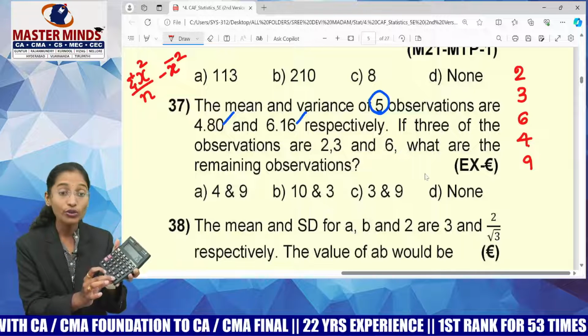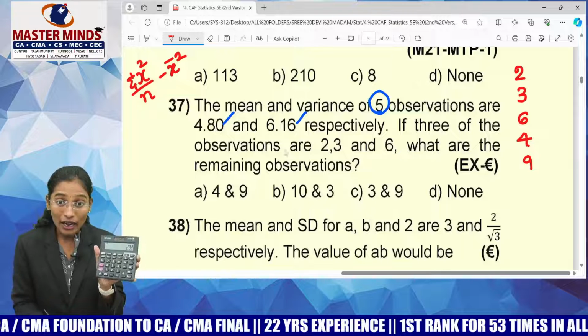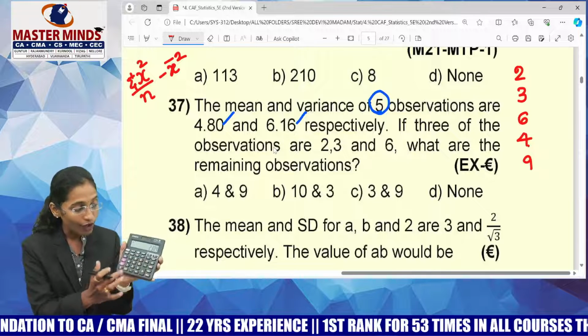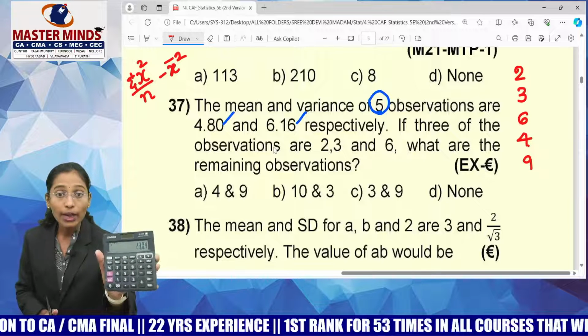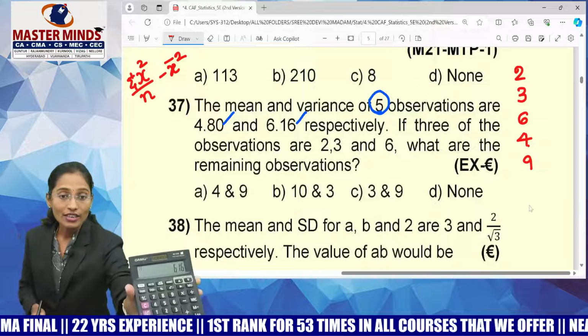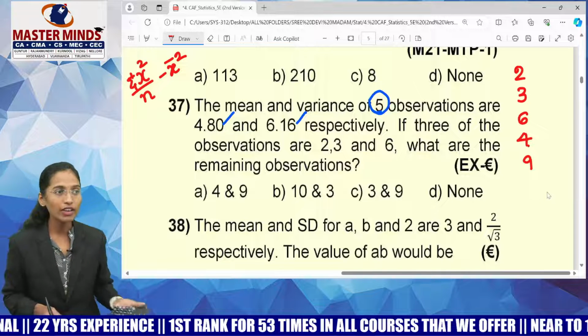M plus. Next, x bar. What is x bar? 4.8. No, I need x bar whole square. 4.8 whole square, this much. M minus. Okay, now MRC. What I got? 6.16. That is completely verified.